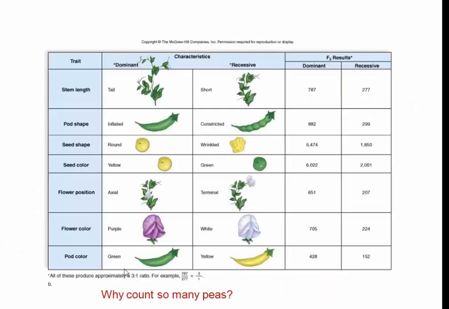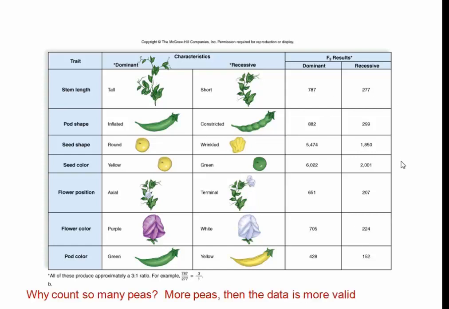This guy's about numbers, remember? So here are his real numbers. For example, tall and short, he had 787 plants that were tall, 277 that were recessive. And if you look down this list, you'll see that that's generally a 3-to-1 ratio. He counted so many peas because more data is valid. That's extremely important in all of science, to have enough data to support your conclusions, so some small anomaly can't change things for you.